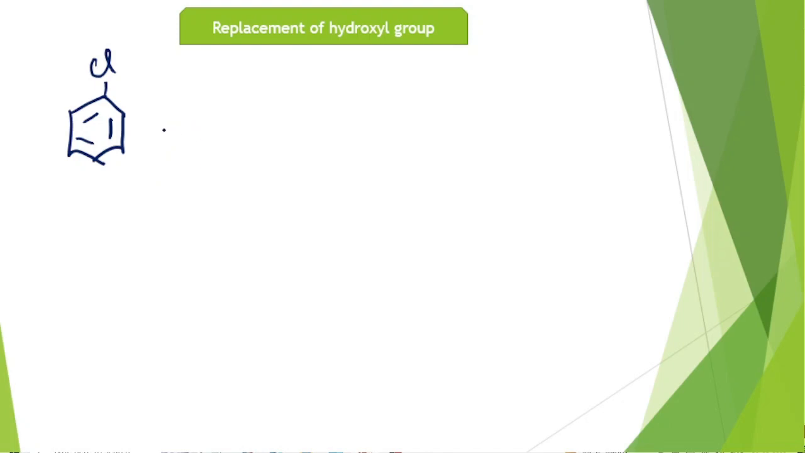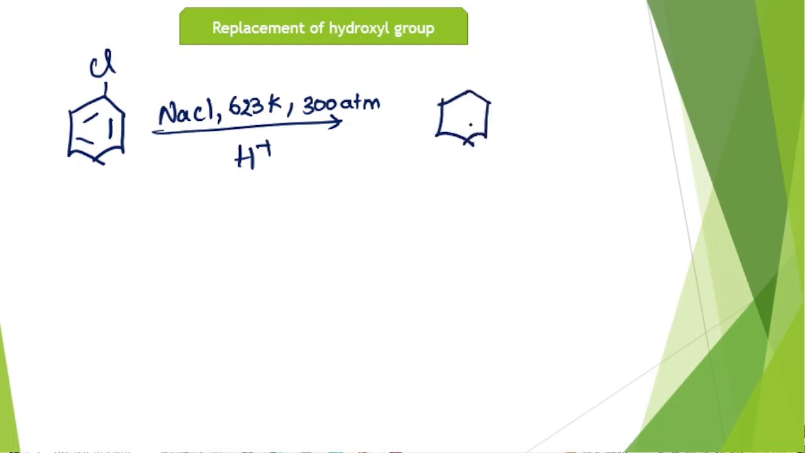Okay, so I am going to make it under NaOH. It is going to go under NaOH at 623 Kelvin and 300 atm, that is atmospheric pressure, in the presence of H plus. You will get benzene ring with OH attached. Okay, phenol. You will get phenol, benzene ring with OH attached. Now that is what? Hydroxyl group, right?